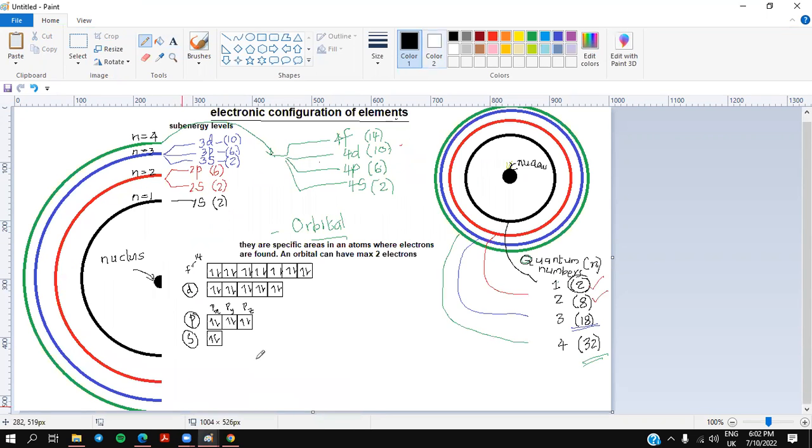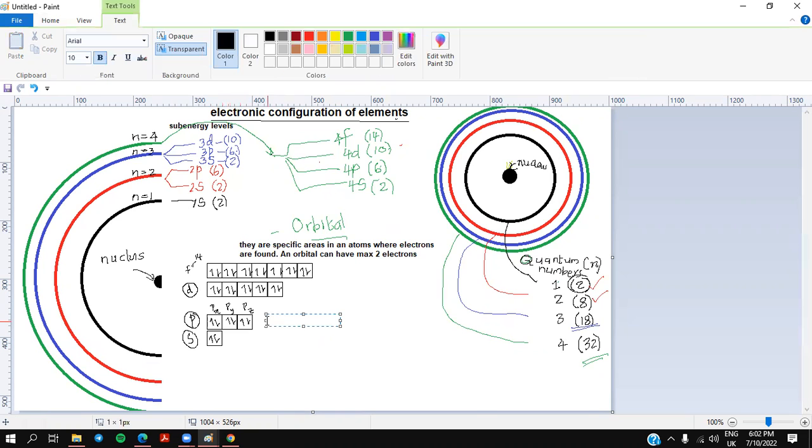Degenerate means, in this diagram, you can see, look at this P subshell. P subshell has 3 orbitals. These 3 orbitals in P subshell have the same energy. An orbital set having the same energy is called degenerate orbitals.